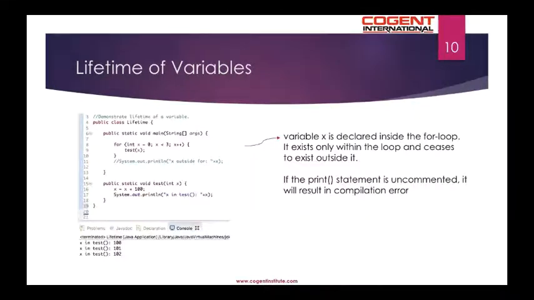Here's an example to demonstrate lifetime of variables. We have a class lifetime with the main method. So within the for loop, a variable x of type int is initialized. So variable x is declared inside the for loop. It exists only within the loop and ceases to exist outside. If the print statement is uncommented, it will result in a compilation error because x is not visible outside the for loop and ceases to exist outside the for loop.